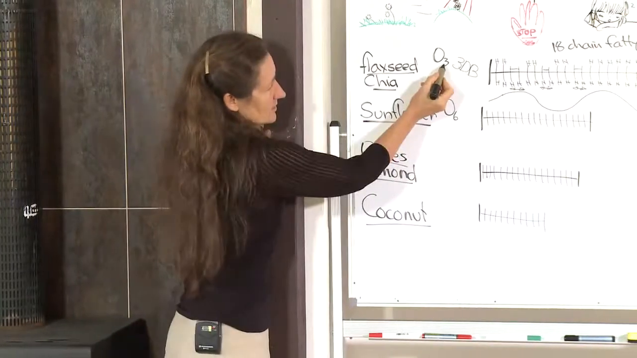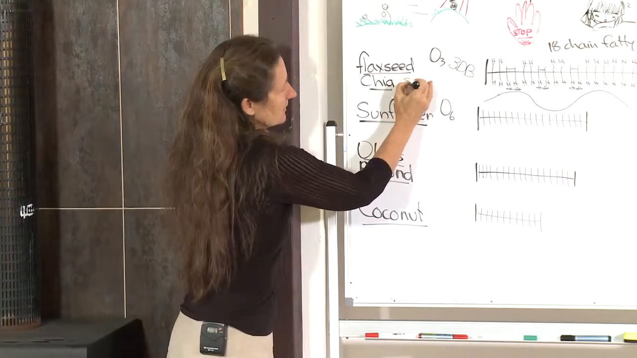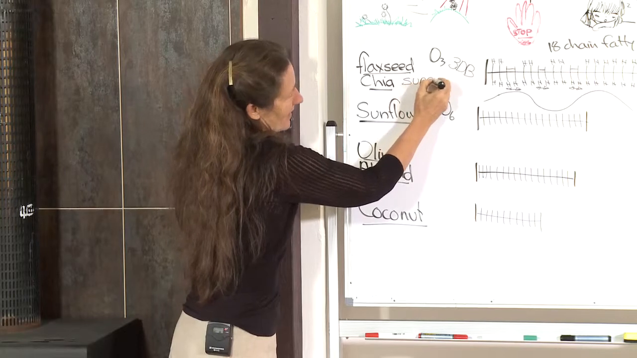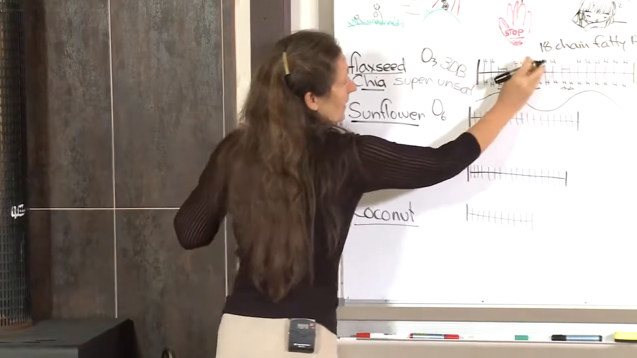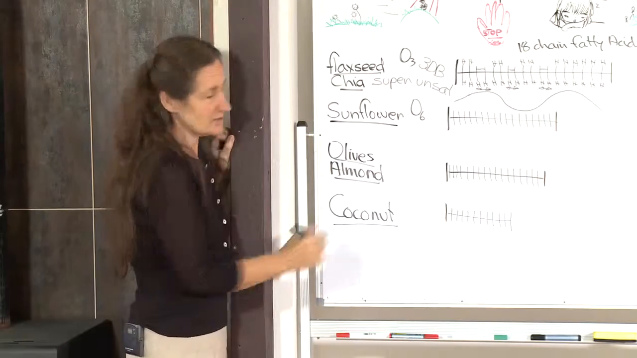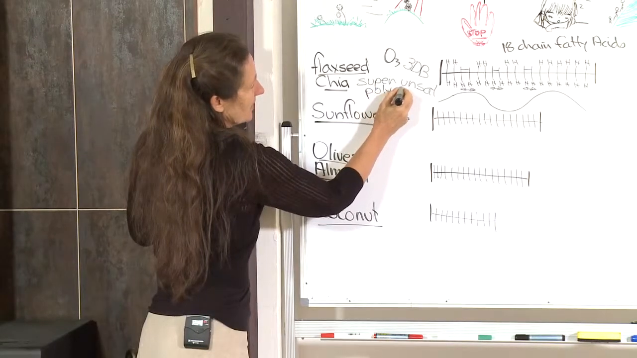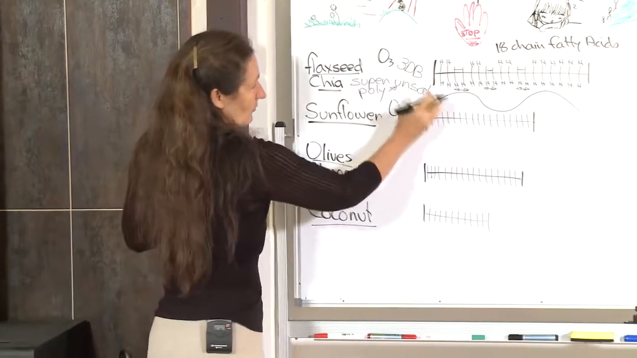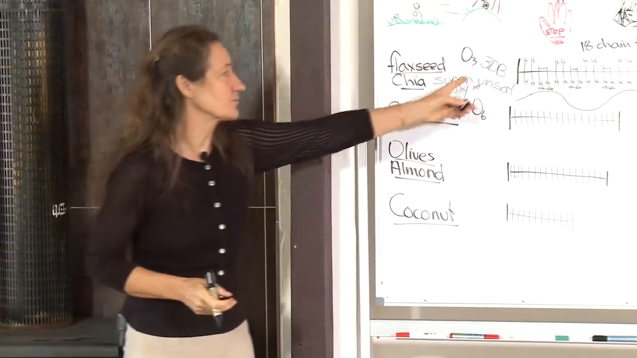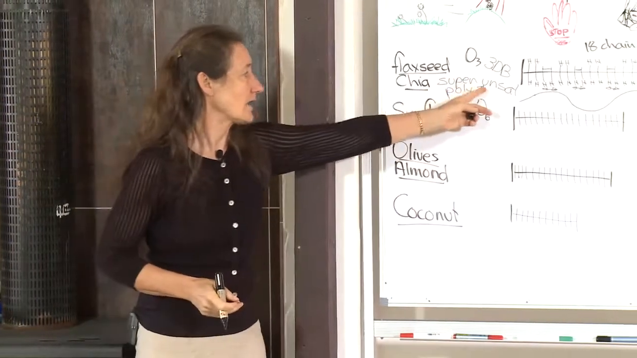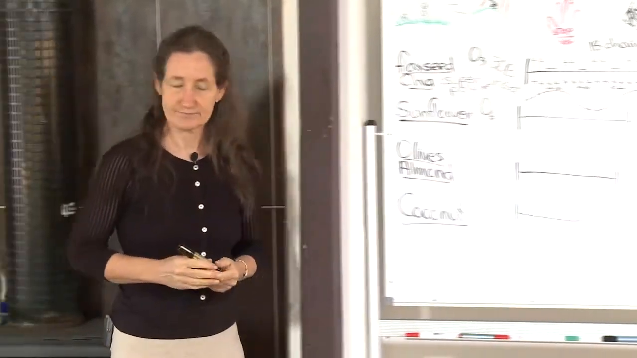So this oil, omega-3, found in flaxseed and chia seed, is given the name super unsaturated. Why is it unsaturated? Because there are 3 empty spots on the fatty acid chain. It's polyunsaturated. Poly means more than 1 double bond. That's what polyunsaturated means. Unsaturated means that there are empty spots on the fatty acid chain.